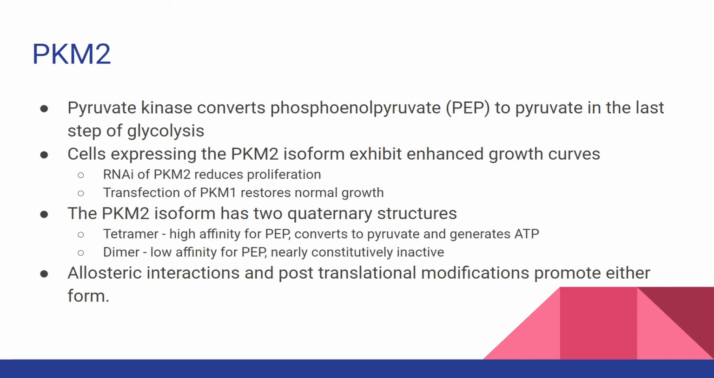If you noticed on the earlier slide, there were 2 bands labeled as M2. That's because M2 has 2 forms as well, a tetrameric form and a dimeric form. The tetramer has a high affinity for phosphoenol pyruvate and generates ATP. The dimer is mostly inert.